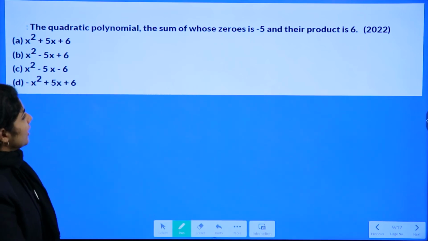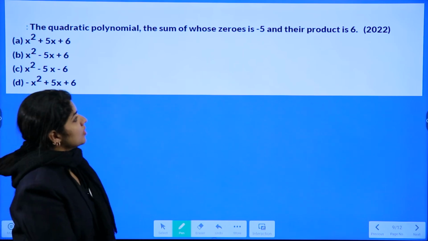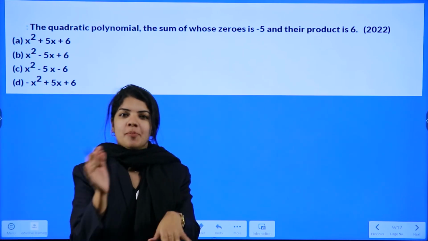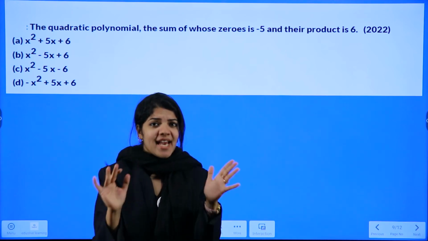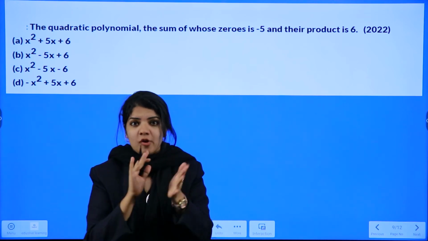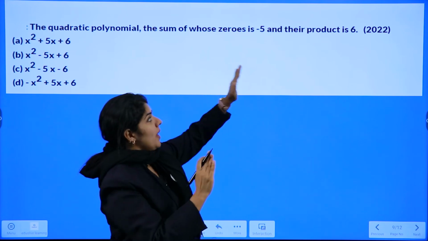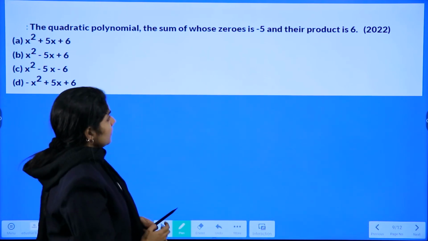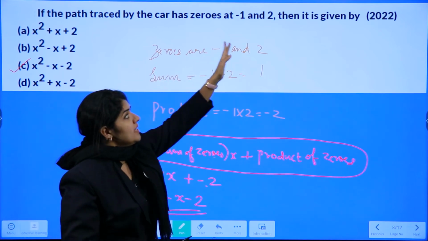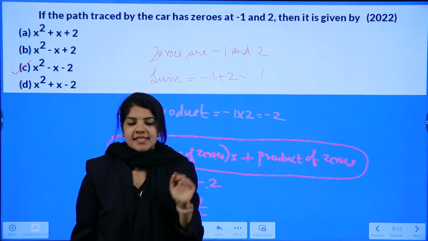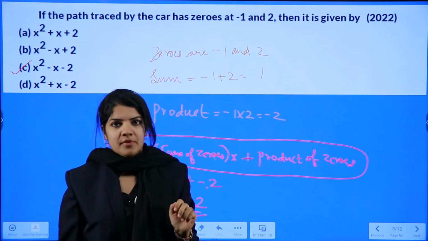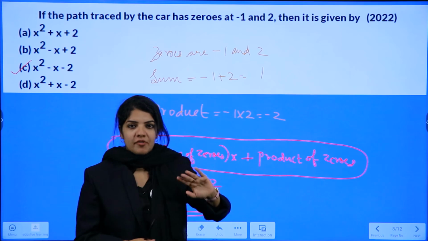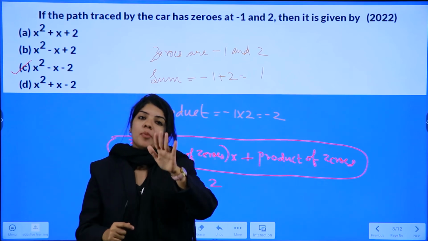The quadratic polynomial, the sum of whose zeros is minus 5 and product is 6. This is also similar to the previous question but not exactly the same. This is a direct question. Here sum and product is given. So what was the previous question? In the previous question only zeros were given. Sum and product were not given. So that's the difference between these two questions.